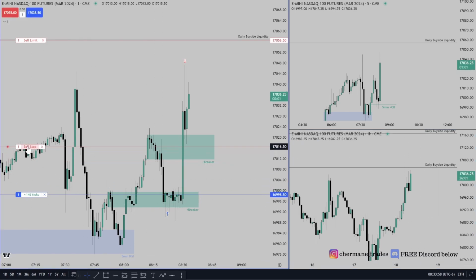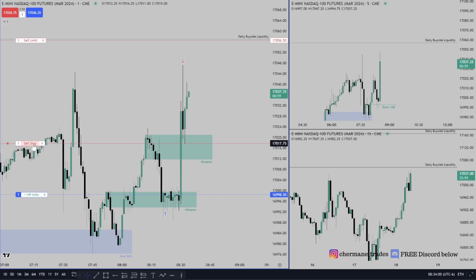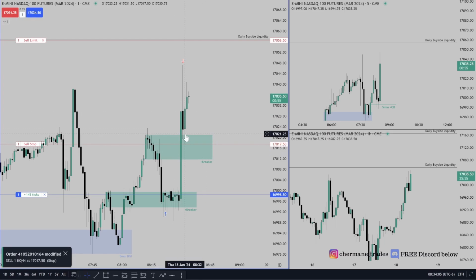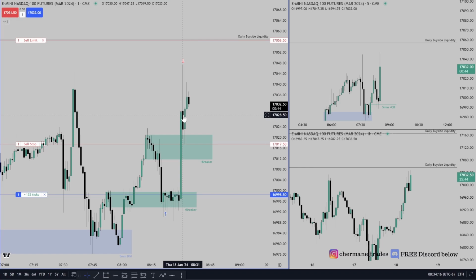I don't want to see this low taken out, so I'm raising my stop right there. Okay, I'm seeing this as an institutional order flow entry drill. Small entry inside of fair value gap, rally. I want to see this opening price, if we trade to it, act as support, treating this like an order block. And again, working that breaker.